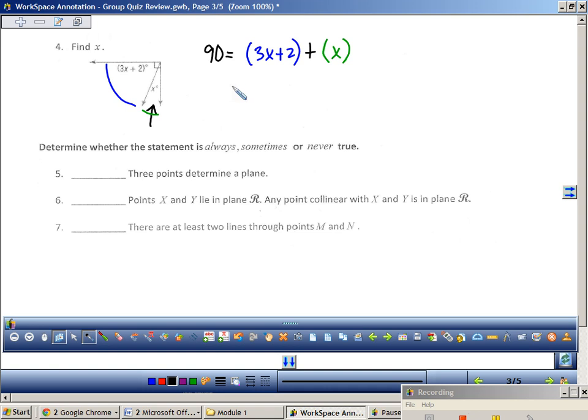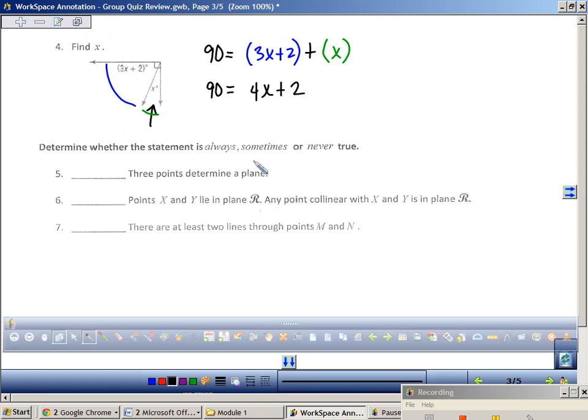So if I add them together, what do I get? How much is 3 x's and another x? 4x. Plus? 2. Now what do I do? When I subtract 2 from both sides, what do I get? 88. When I divide both sides by 4, what do I get? 22. What did they ask me for? x. Did I find x? Yeah. So that angle is 22 degrees. Questions? Moving on.